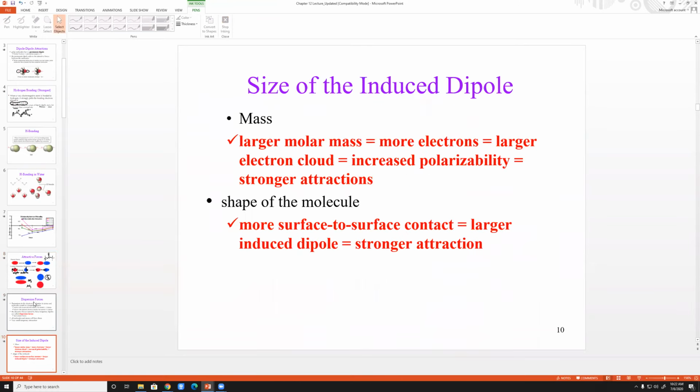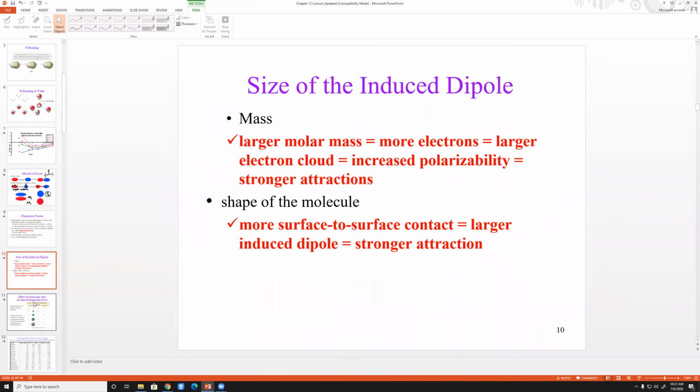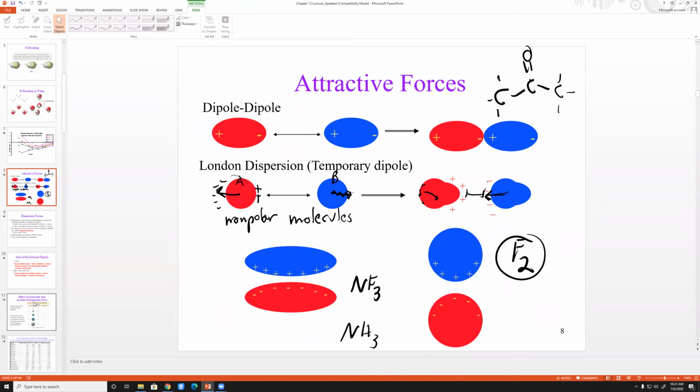Okay, we talked about dispersion forces. Professor? Yes. Can we go back to the slide you were just on? This one? Yeah. I don't really see the difference, because it's positive and negative combining.